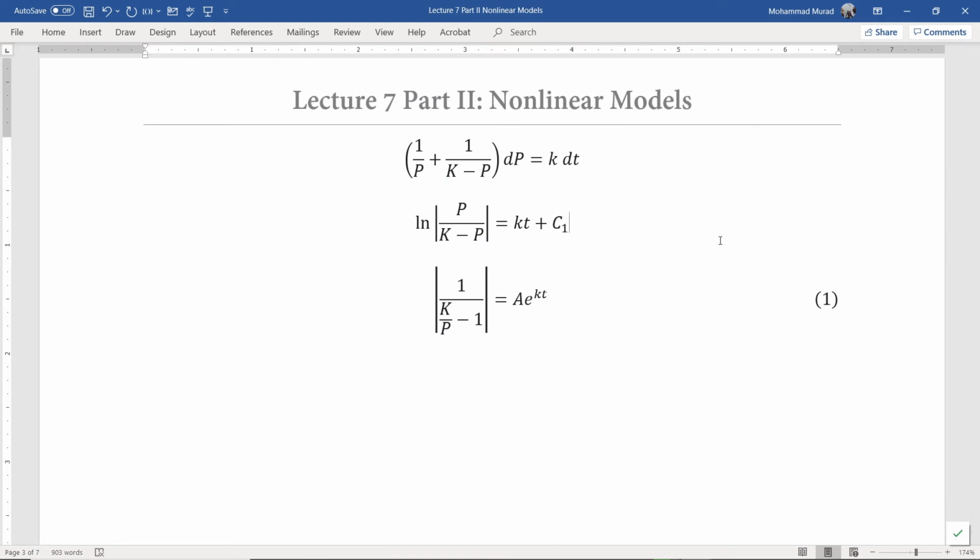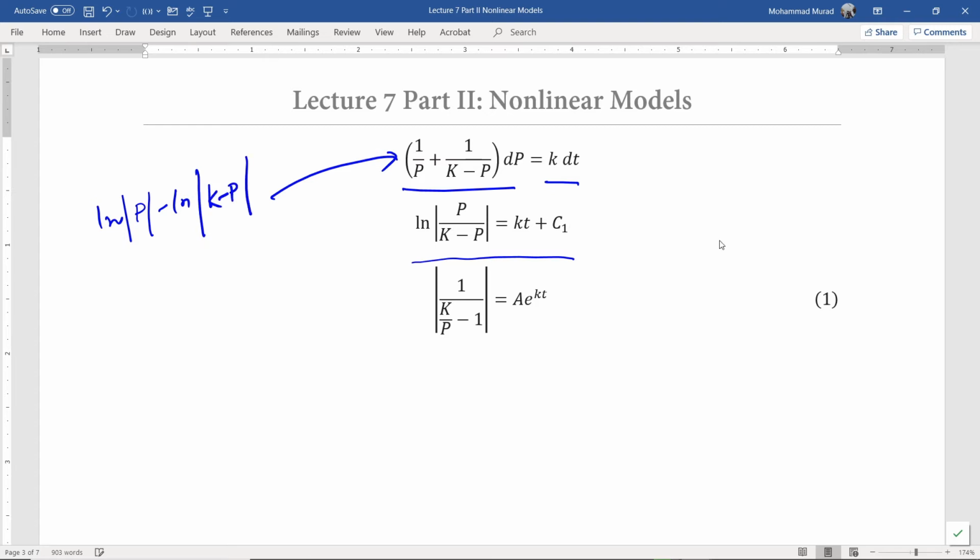Now the left-hand side of the equation can be written in this form, whereas the right-hand side takes the form k times dt by using the partial fractions. Now integrating both sides, we have this equation. In the left-hand side, we have the natural log of the absolute value of p over k minus p, which is obtained from here. And in the right-hand side, we have k times t plus some arbitrary constant, c1.